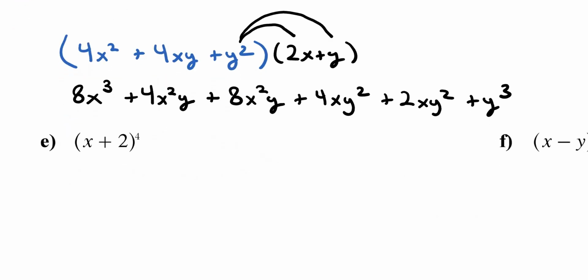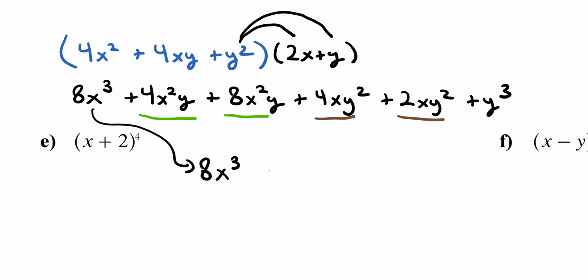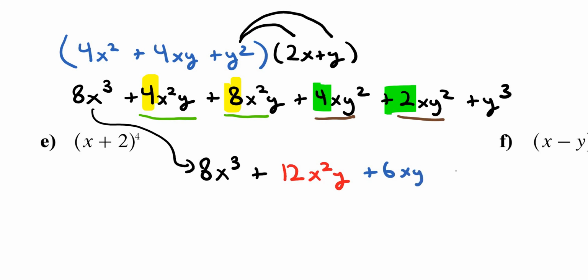All right, so we're almost done. We just need to collect like terms here. There's some like terms right there, and there's some like terms right there. So my final answer is 8x cubed. So that guy comes down there. Positive. Well, what's 4 plus 8? Well, that's going to be positive 12x squared y. And then what is 4 plus 2? That's going to be positive 6xy squared, and then the plus y cubed at the very end. And that's your final answer for this video.